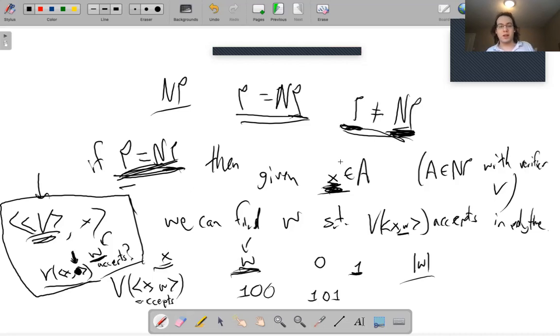That's not covered in this course, but that turns out to be a barrier. It's sometimes called the relativization barrier for showing that P does not equal NP.